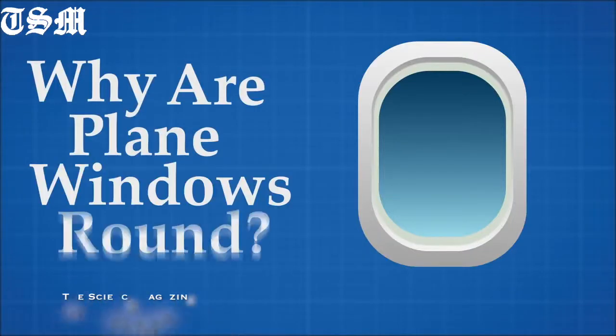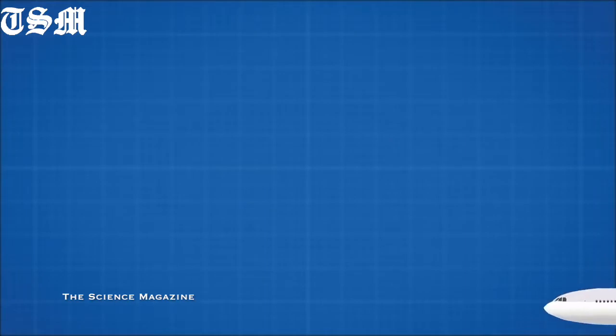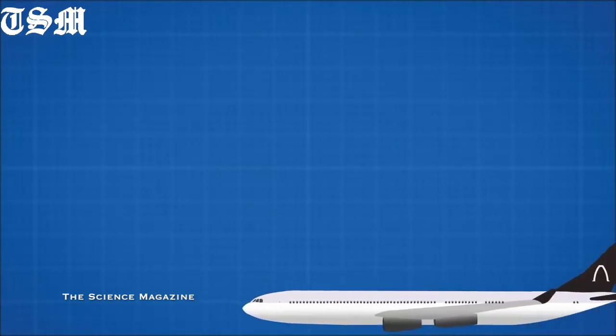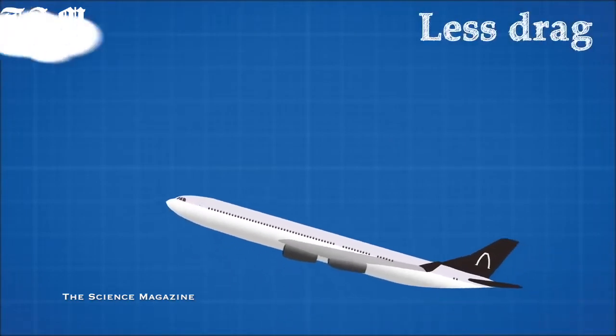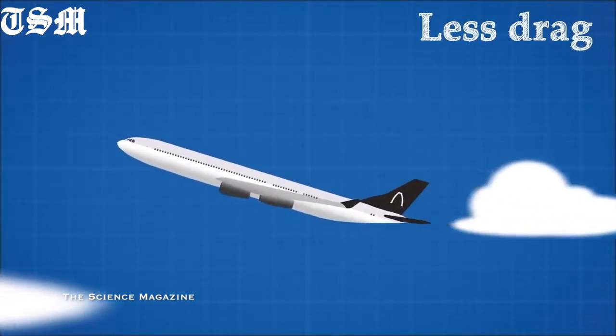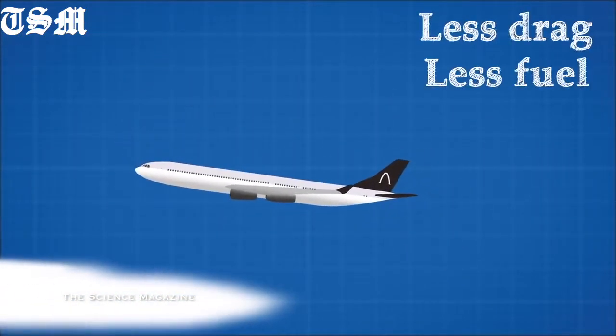Why are plane windows round? This seems like a simple question, but let's take a look. As passenger planes became more popular, planes needed to fly higher. Flying high means less drag because the air density is lower in the upper atmosphere, so less fuel is wasted.